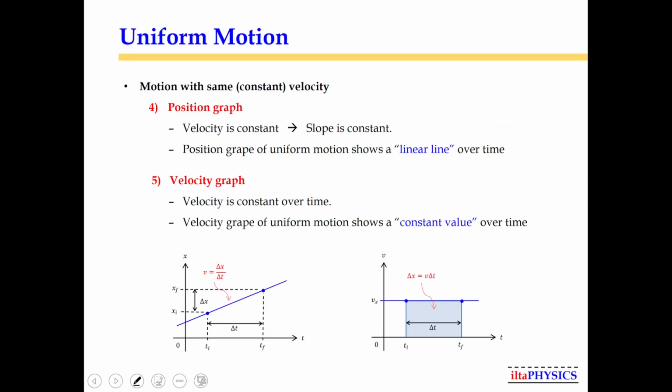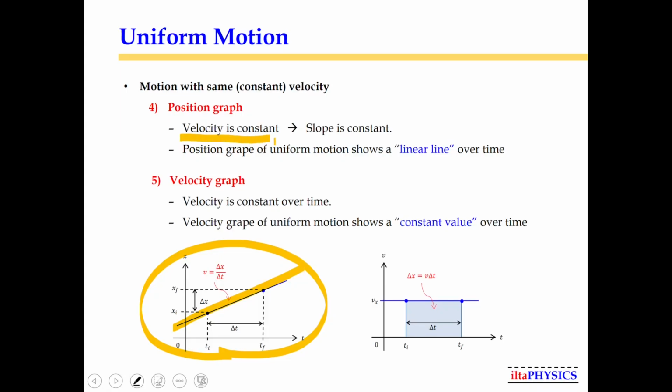Let's explain uniform motion using the position graph and velocity graph that we studied last time. First, look at the position graph at the bottom left. The position graph shows the object's position with respect to time, and we said its slope is the object's velocity. Since uniform motion means motion with constant velocity, the slope is constant, and the position graph should be a straight line as shown below. In other words, if a position graph looks like this, that motion is uniform motion.